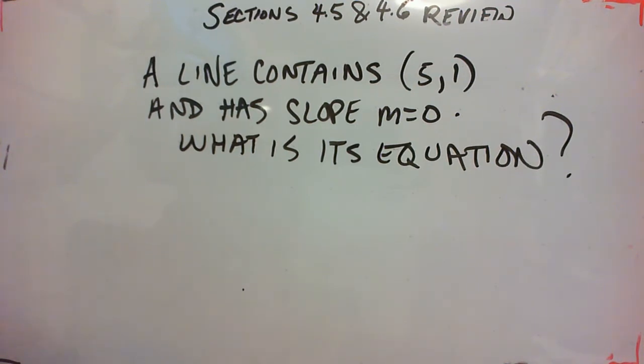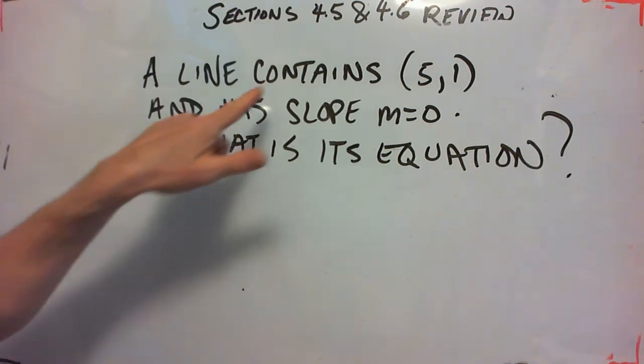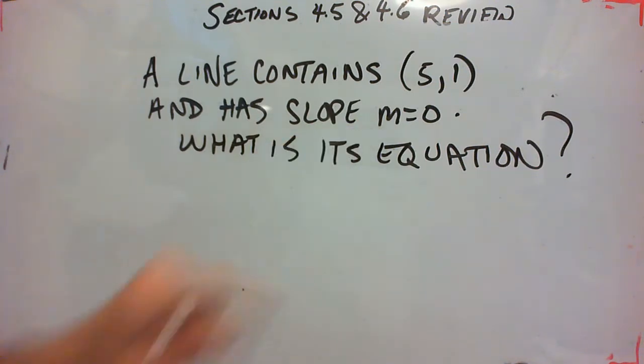Okay, we're going to look at a problem like number 4. A line contains the point (5, 1) and has slope m equals 0. What is its equation? And in the directions I say, hint, there's no work. That's a great problem. There's no work, but you have to know what's going on here.